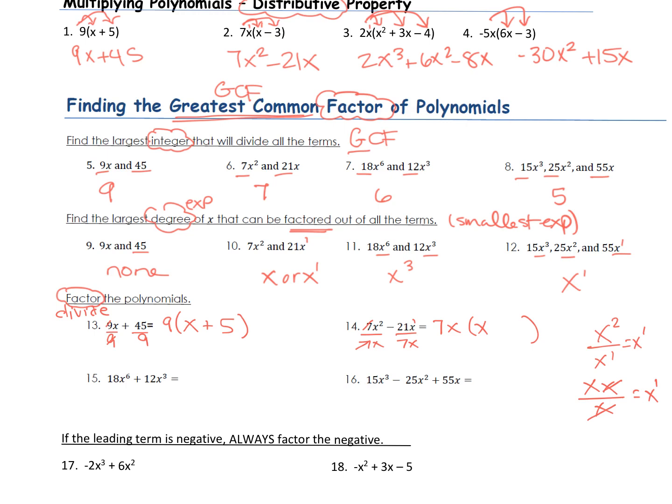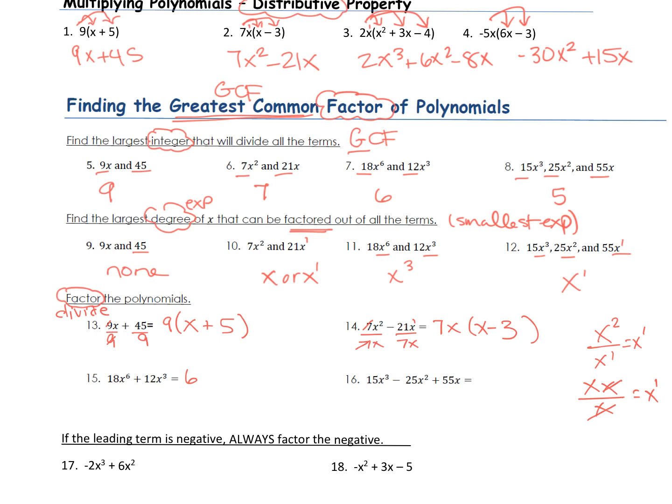So I just have an x to the first, or x, left over, and 21 divided by 7 is 3, but because there's a minus in front of it, it's going to be a minus 3, and x to the first divided by x to the first cancels. So my answer would be 7x times x minus 3. So now number 15. 18 and 12, my GCF is 6. That greatest common factor that 18 and 12 have in common is 6.